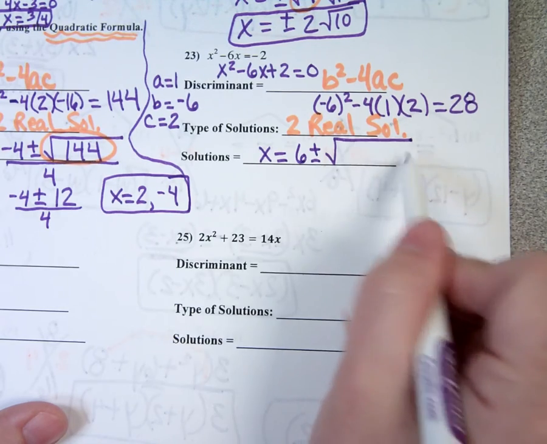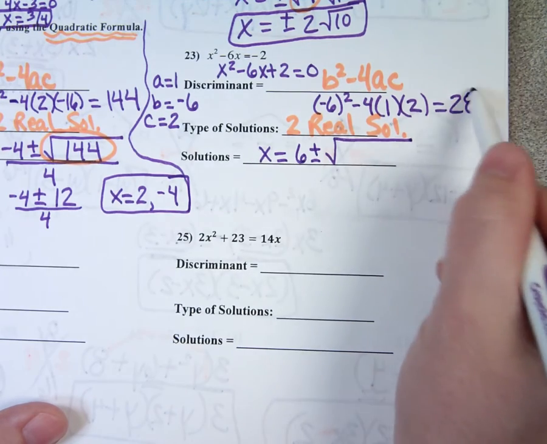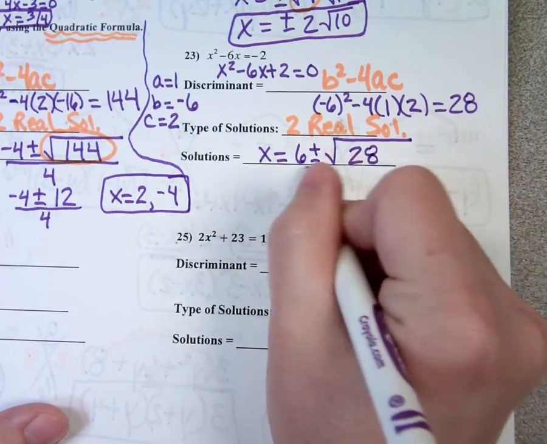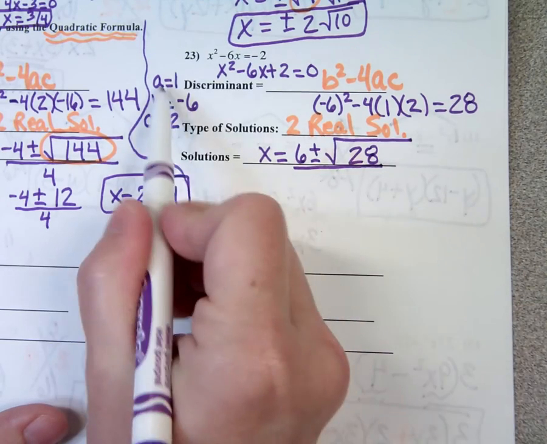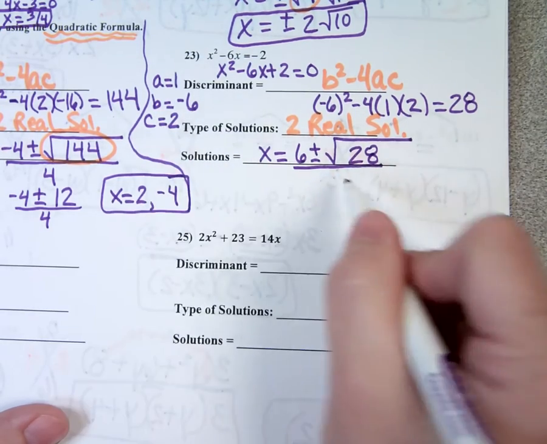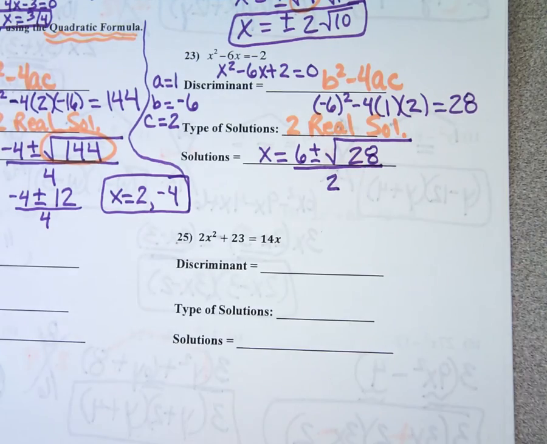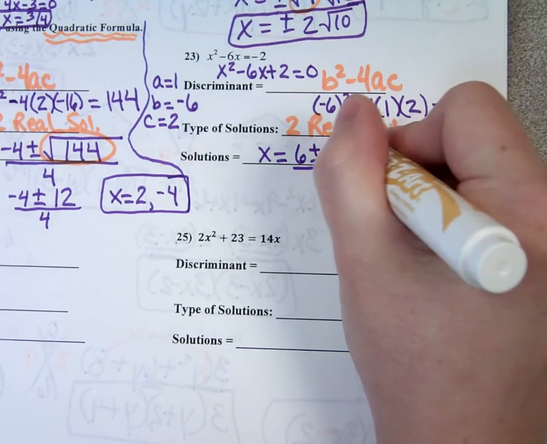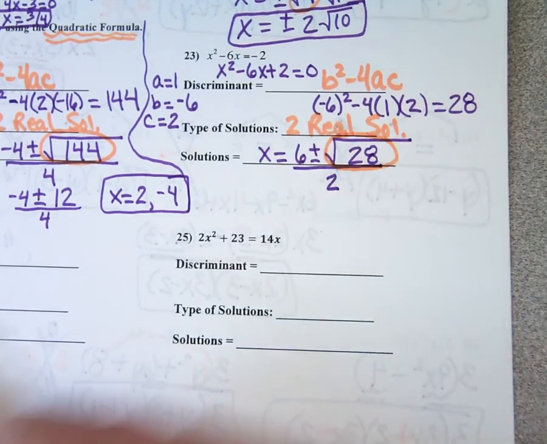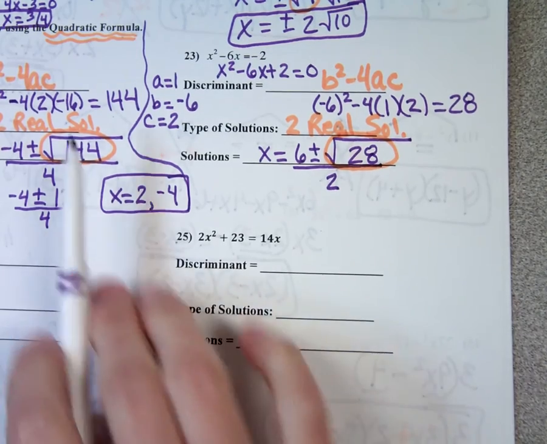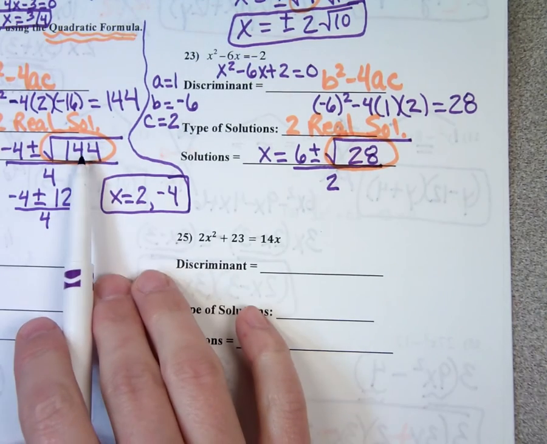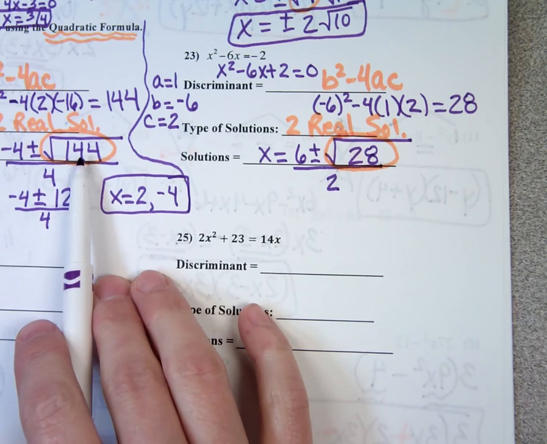This one's b squared minus 4ac. Well, we just found it to be 28. All over 2a. And what's 2 times our a? 2. Okay. At this point, this is where we try to break down the square root. But unfortunately, we can't break it down like we did this one. This one was a perfect square, so it came out nice and pretty.